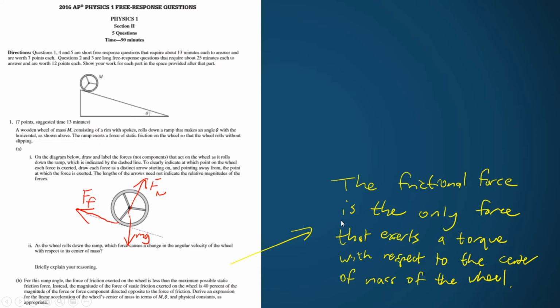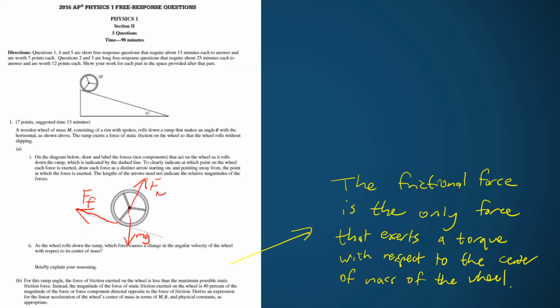I probably didn't give myself enough space, so I'm going to have to draw a weird arrow here. But for this angle, the force of friction exerted on the wheel is less than the maximum possible static friction force. Instead, the magnitude of the force of static friction exerted on the wheel is 40% of the magnitude of the force component directed opposite to the force of friction. Derive an equation for the linear acceleration of the wheel's center in terms of mass, theta, and physical constants.